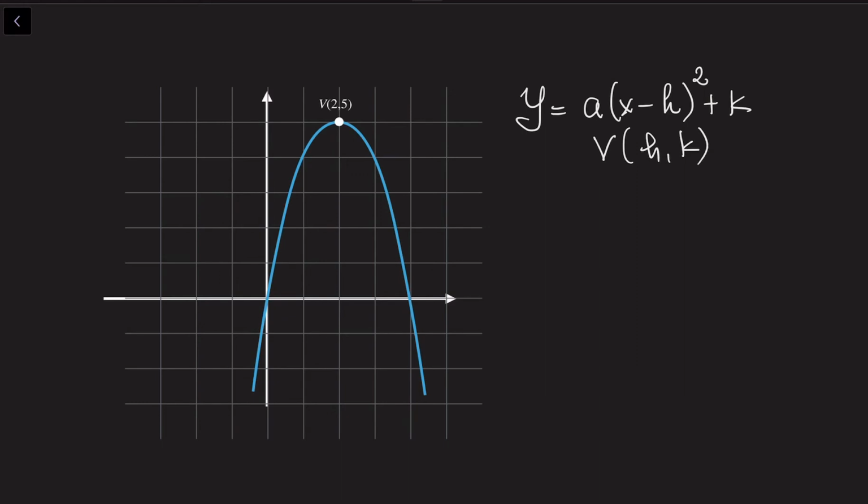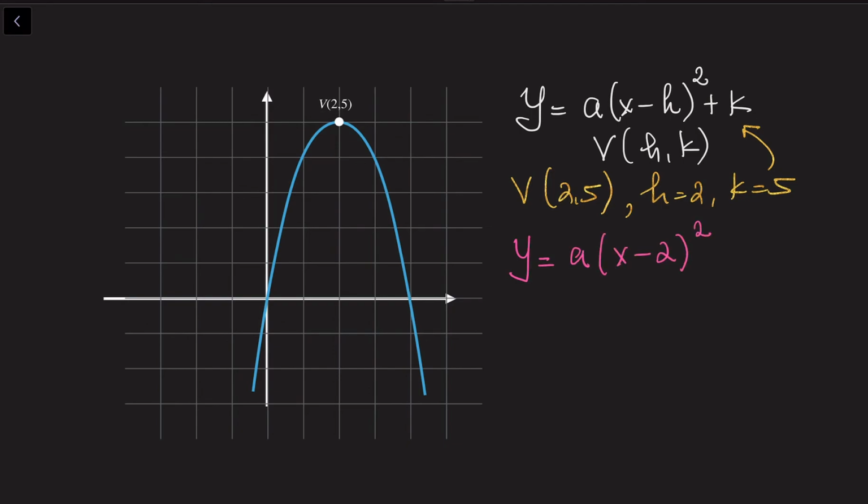So if we are given the vertex here with the coordinates (2, 5), I'm going to just substitute h equal to 2 and k equal to 5 into this equation. Then the equation of the parabola which I'm looking for is in the form y = a(x - 2)^2 + 5. The only thing we need to know is the exact value of a. Obviously, since this parabola is looking downward, the value of a is negative, right?